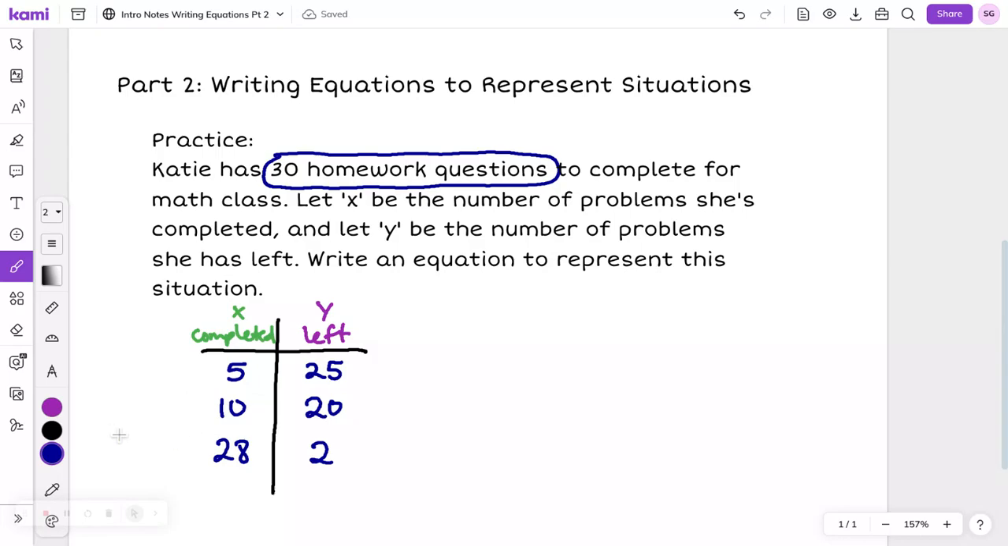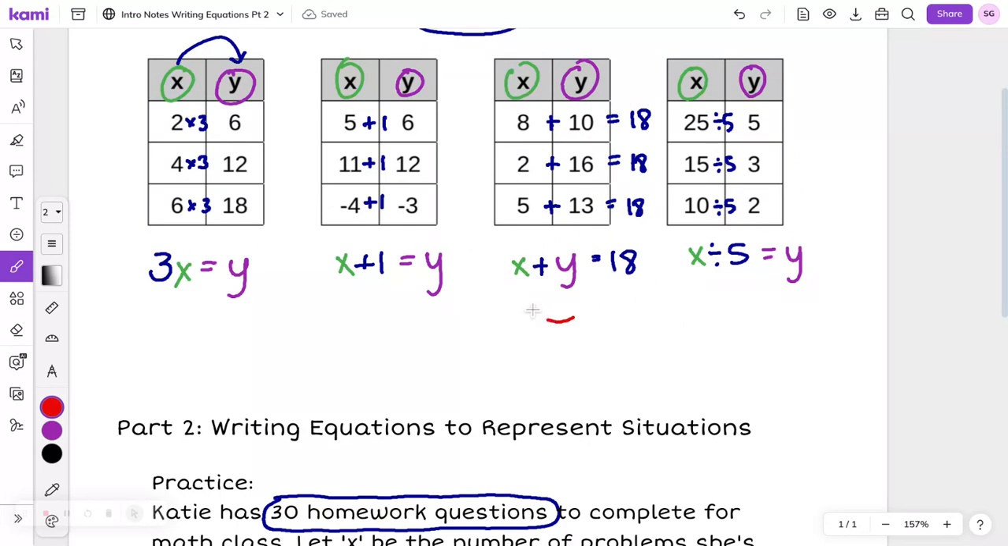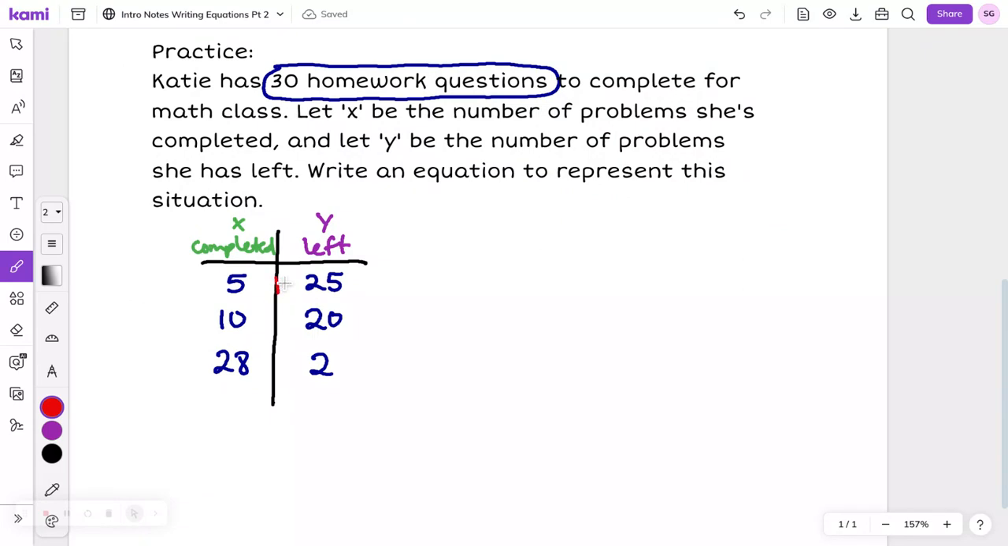But once you've got some numbers in your table, it helps you see the pattern. And remember, the pattern is the equation. I'm noticing this table I just made reminds me of this table right here. Notice every single time if I add my completed problems and the problems we have left, it equals those total 30 homework questions. 10 plus 20 equals 30. 28 plus 2 equals 30. So now that I've noticed that pattern, it helps me write an equation. Pause the video here and try to write that equation.